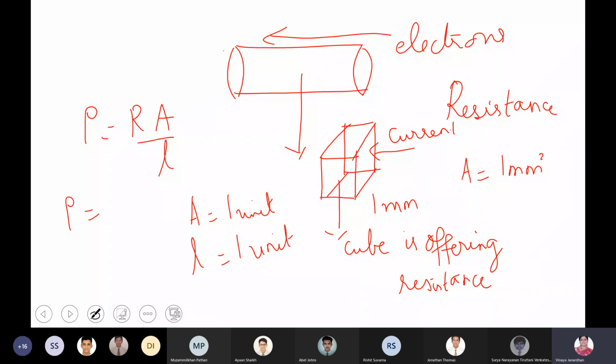So how will I define resistivity? Resistivity is the resistance offered by a small cube of the material of the wire, a small cube of side length 1 millimeter and area of cross section 1 millimeter squared, to the flow of current. That is what we call specific resistance or resistivity. This is called the resistivity.